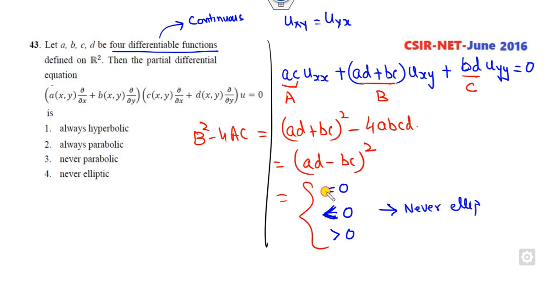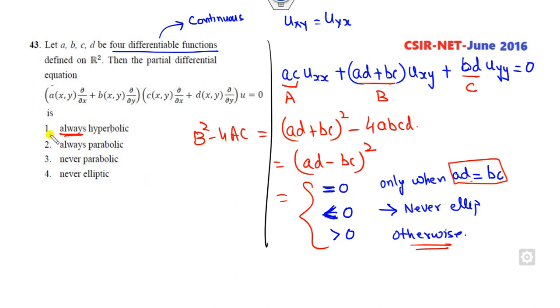Fine. Is it always 0? This is not always 0, only when AD is equal to BC. Otherwise, we can say it's greater than 0. So look at that. Is it always hyperbolic? It is not always hyperbolic, because whenever AD is equal to BC, it's parabolic. So cancel. Always parabolic, not true, because whenever AD minus BC is non-zero, then it is hyperbolic.